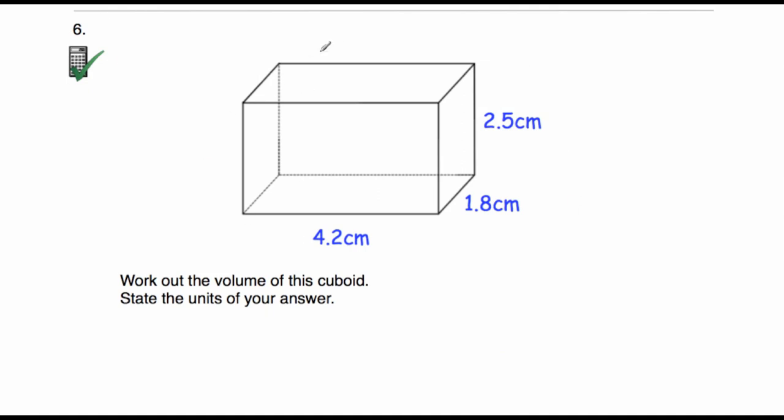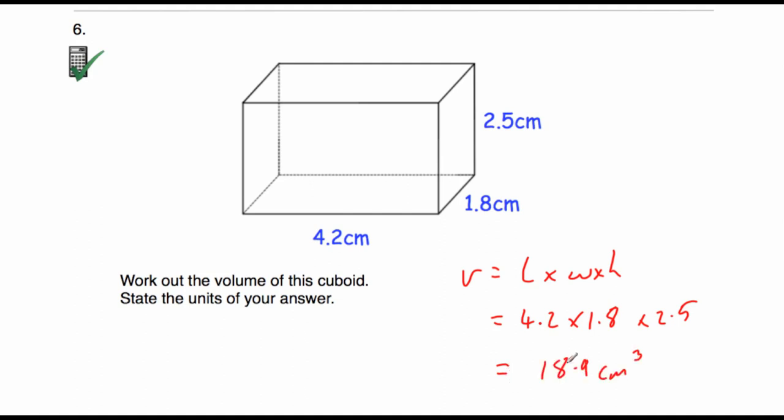So question number six, here we've got a cuboid, and the question says, work out the volume of this cuboid. So the volume will be equal to the length times the width times the height. And for this cuboid, the length would be 4.2, the width is equal to 1.8, and the height would be equal to 2.5. So we just need to do 4.2 times 1.8 times 2.5. And it's a calculator question, so we just need to type that in. So 4.2 multiplied by 1.8 multiplied by 2.5 equals, so the answer is 18.9 centimeters cubed.